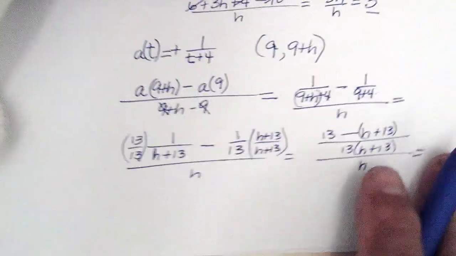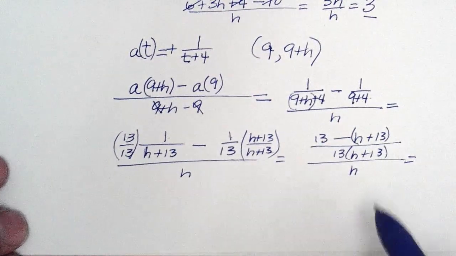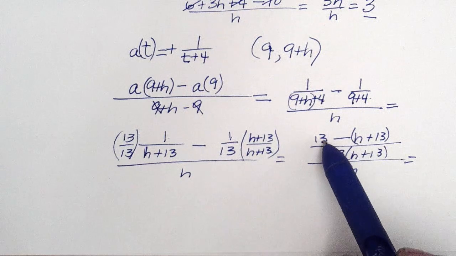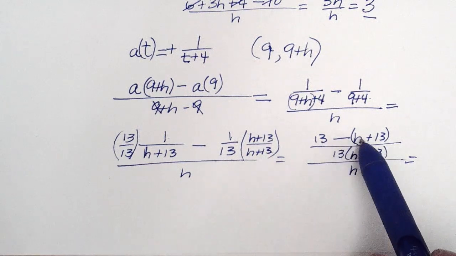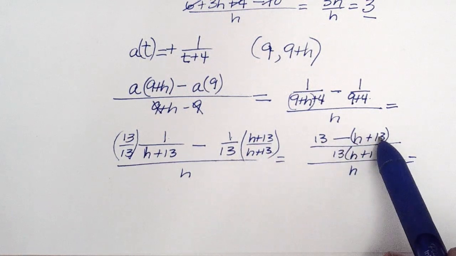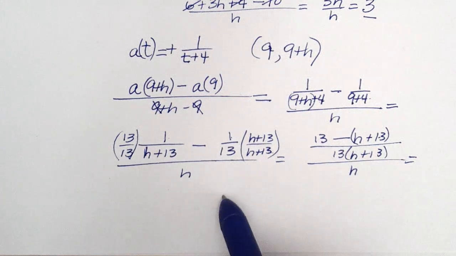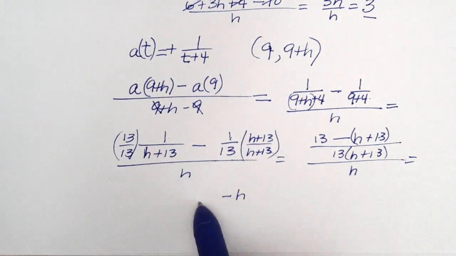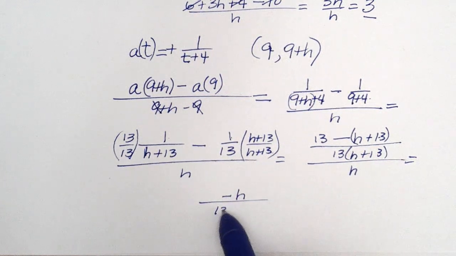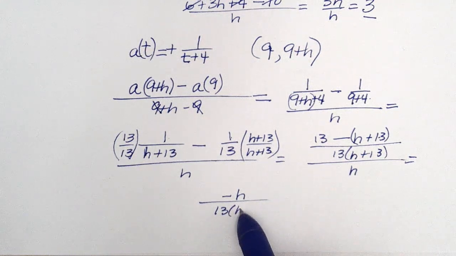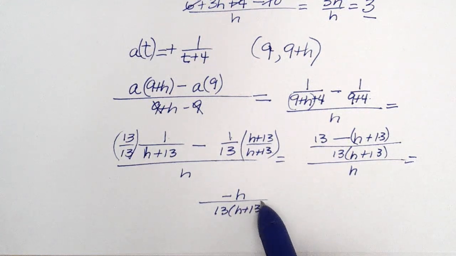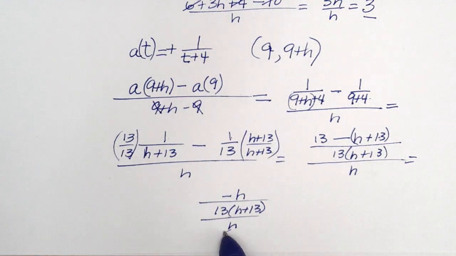Equals, move my camera down a little bit here. There we go. So 13 minus h minus 13 is just going to be negative h over 13 times h plus 13. And that's all over h, which I can think of as h over 1.